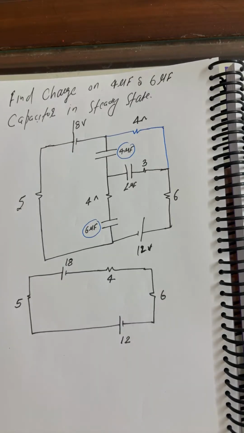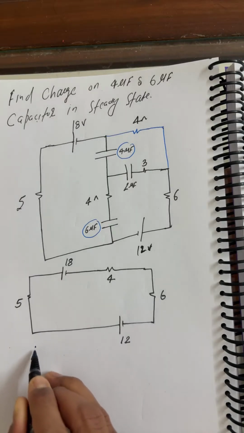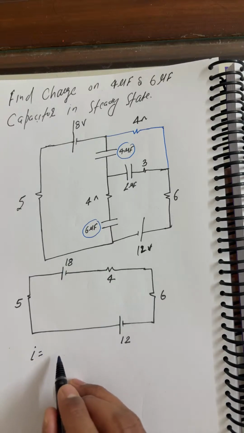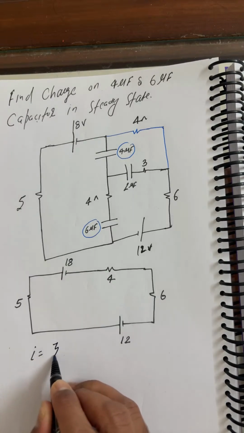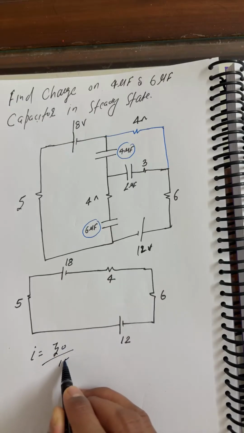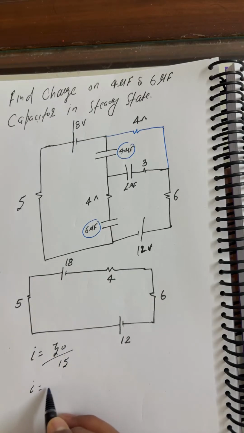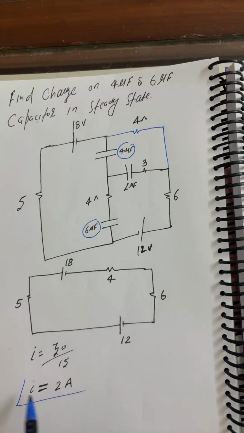Both are in the same direction here, so you can simply add. 18 plus 12 is 30. So you can write, student, I is equal to V by R. So this is 30 by 15. I is equal to 2 ampere, right?